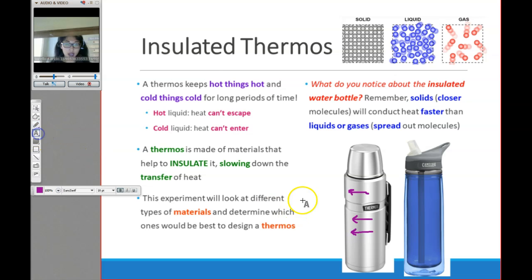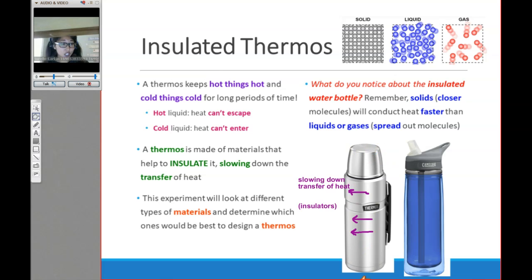So we're slowing down transfer of heat, which means that this is made up of insulators, which makes sense because it's called an insulated thermos. Okay, the other thing I want you to think about though is that in an insulated thermos, you can actually also put cold things.